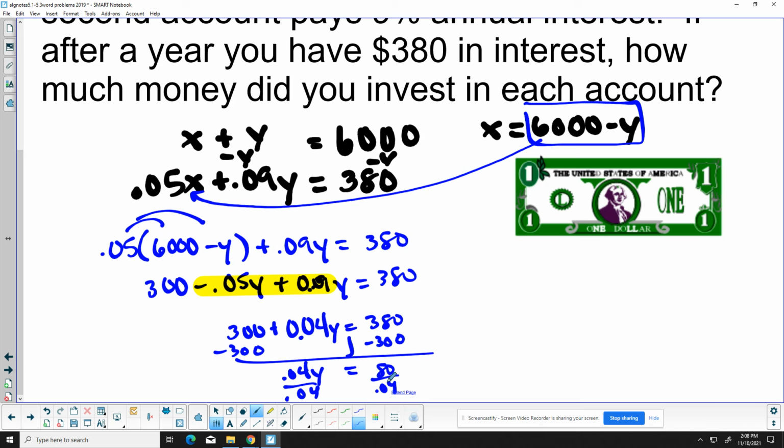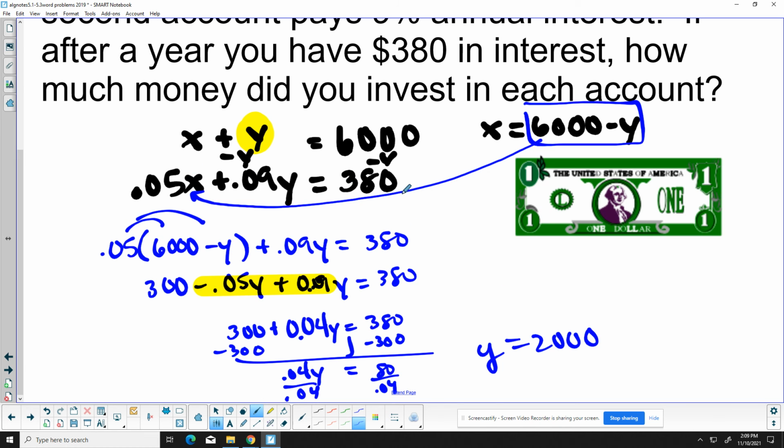Again, that's calculator work. 80 divided by 0.04 is 2,000. So y is 2,000. That's the second fund because the second fund paid 9%. So $2,000 is going in the second fund. And then when I want my first fund, I just take my 2,000 and put it right here back in the original equation.